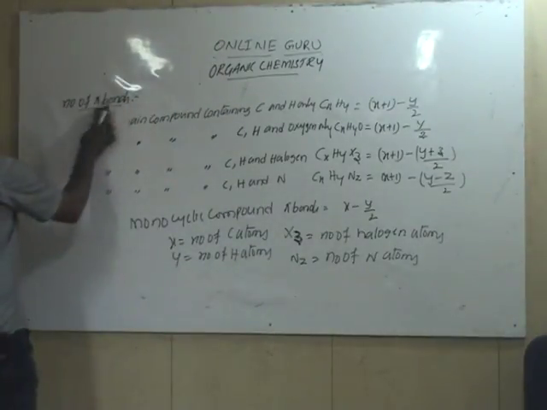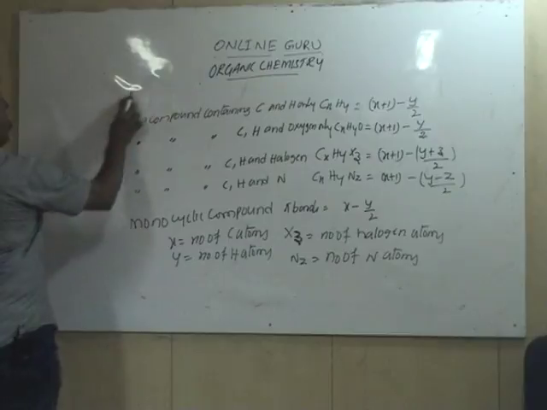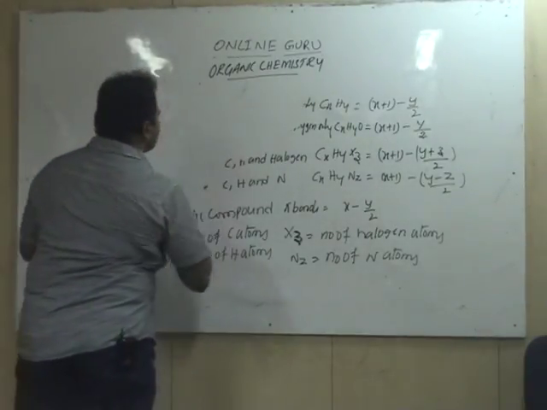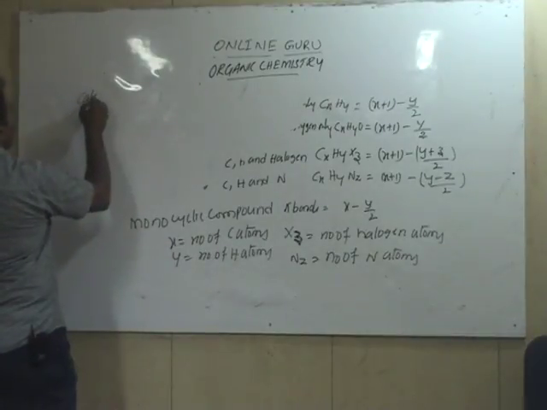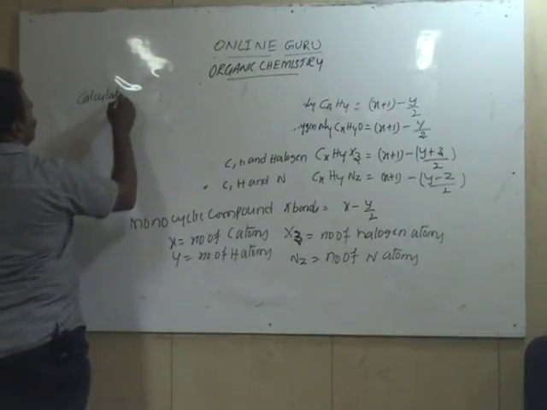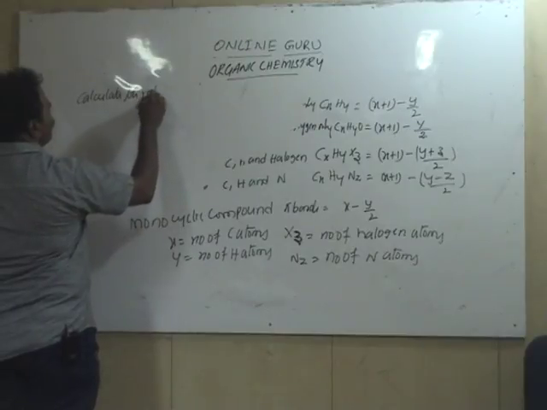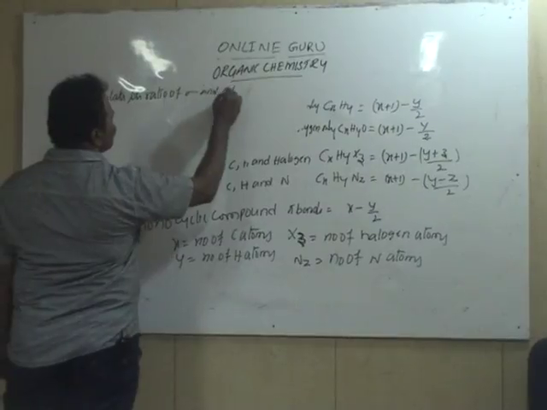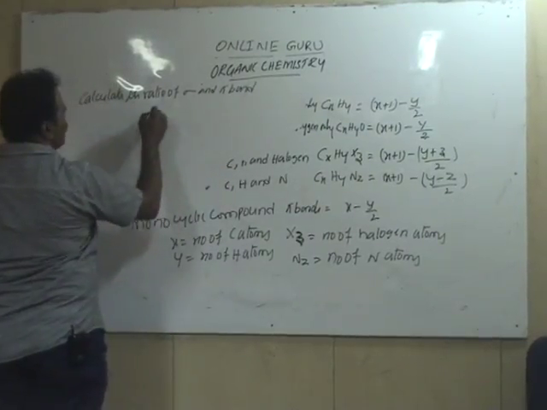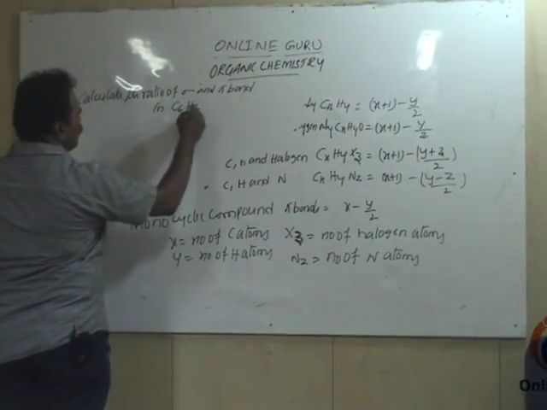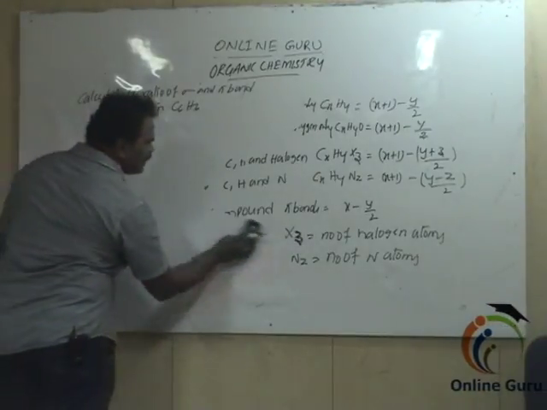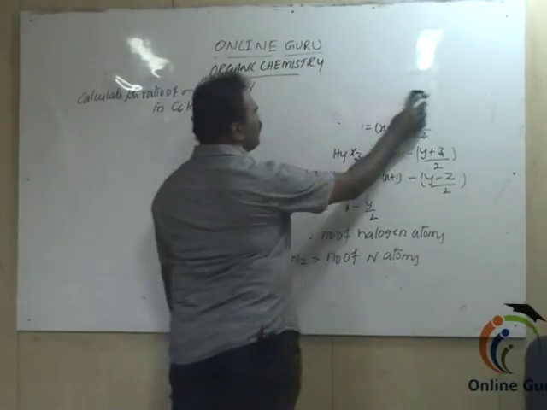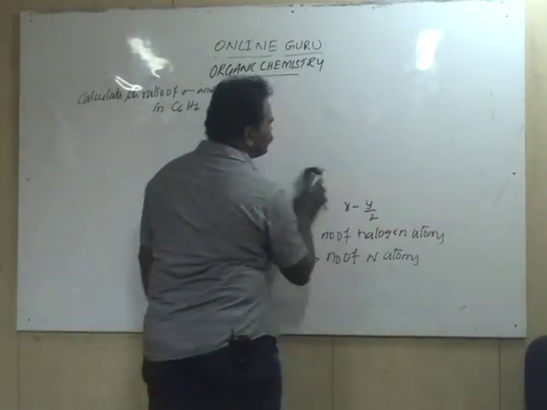Then we take one example for the above explanation: calculate the ratio of sigma and pi bonds in benzene. Benzene is a monocyclic compound. Its formula is C6H6.